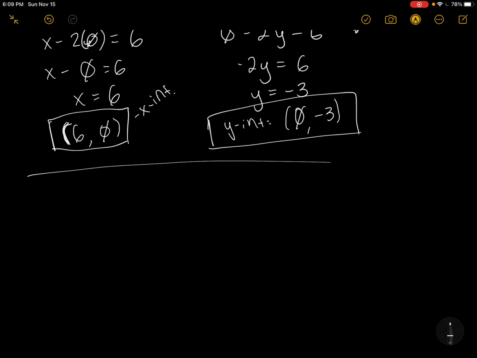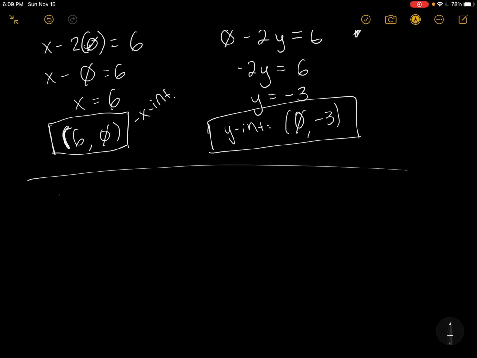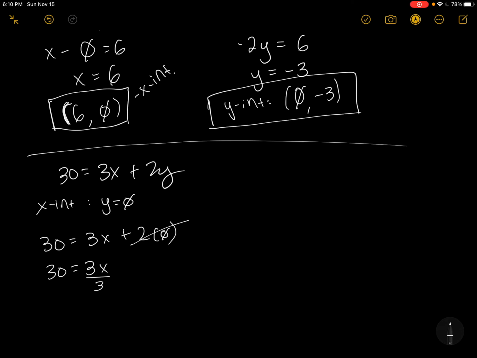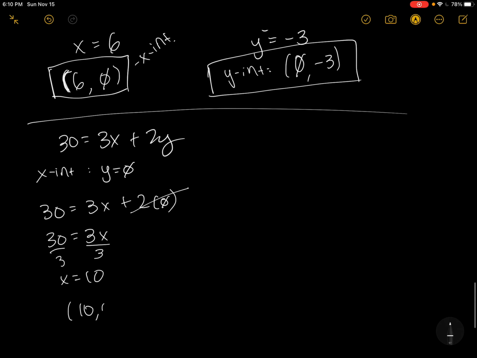Right, and so let's just do the dog park example again. Let's find the X and Y intercepts using algebra. So the X intercept is where Y equals 0. So I'm plugging that in, so I just get 0 there. Divide both sides by 3, X equals 10. So this is the X intercept, (10, 0).